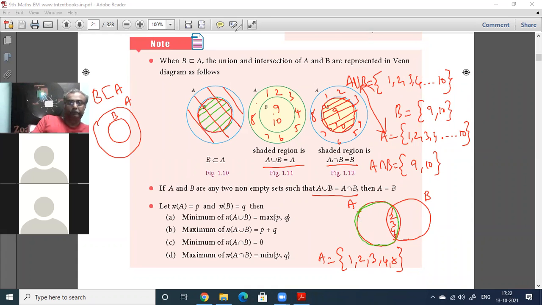Now, this is all coming inside B. B is again 1, 2, 3, 4, 5. So A is equal to B here. Okay. So A union B will be equal to A intersection B only in the case where A is equal to B. In no other condition can A union B equal A intersection B. Okay.